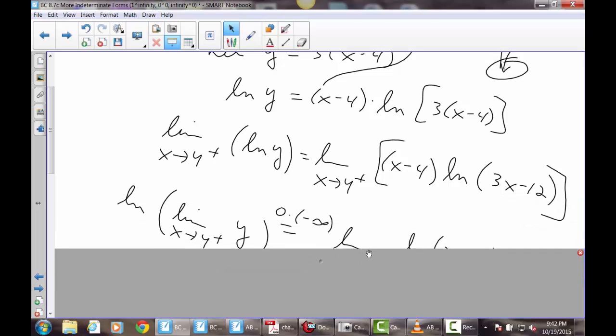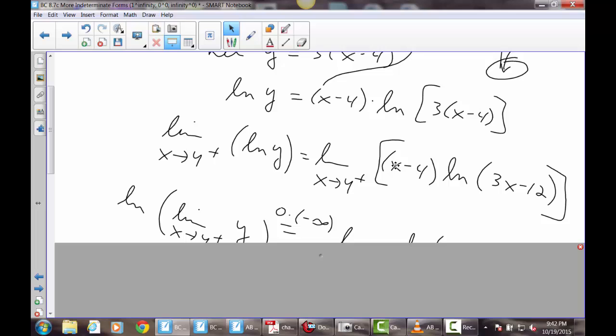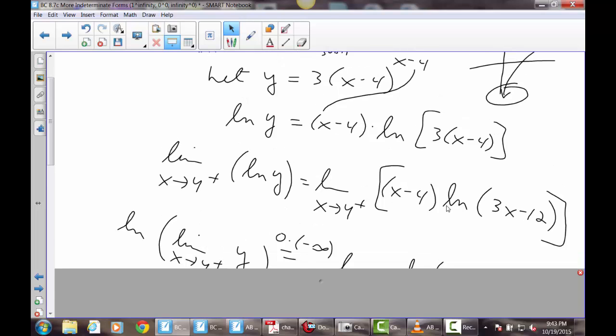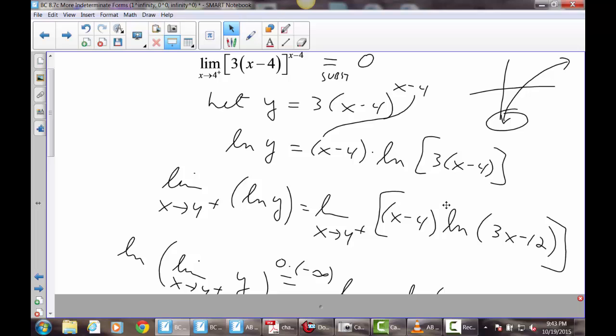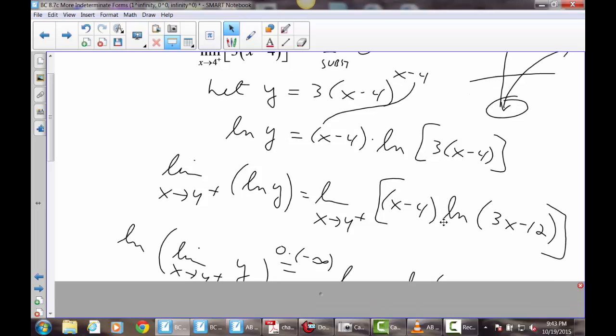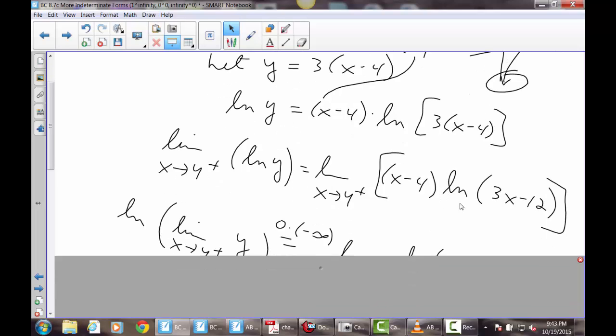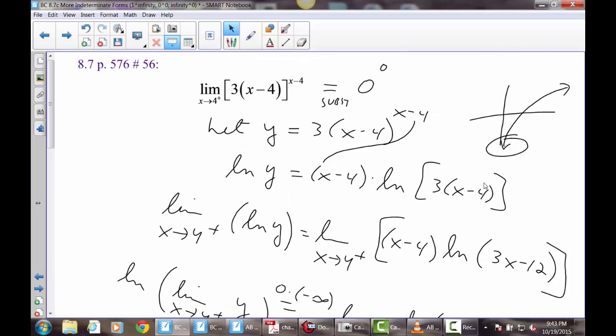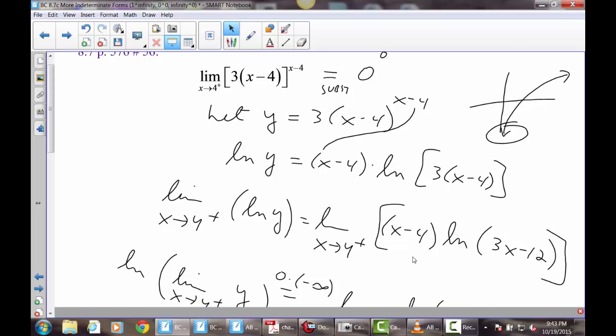And now if I substitute, I get 4 minus 4 is 0. And then I have the ln of 3 times 4 minus 12, which I think is the ln of negative infinity. That's not making sense. I'm sorry.